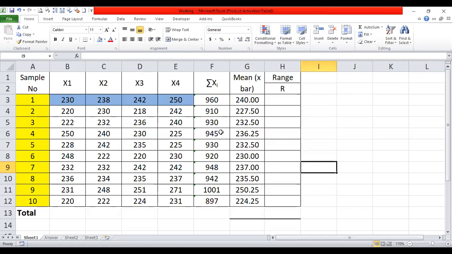Then once you have found the average for each sample, the next point we have to find is the range. So what is the range for the first one? What is the range for the first sample?